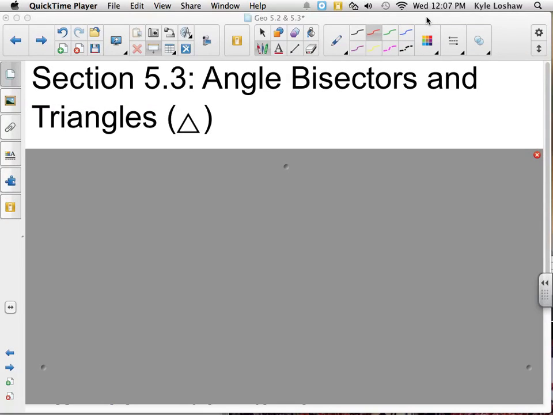All right, so in this lesson, we talk about angle bisectors, and more importantly, what angle bisectors create when we have triangles. So we're going to bisect the angles of triangles. What is created?